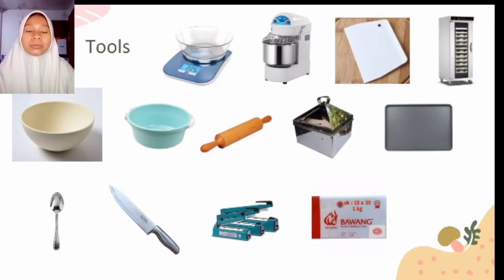Here are the tools to make fried bread. Scales is used to weigh the materials to be used. Spiral mixer is used to mix all the dough until the dough doesn't stick to your hands. Scraper is used to cut dough. Proofer is used to develop bread dough before the steaming process.